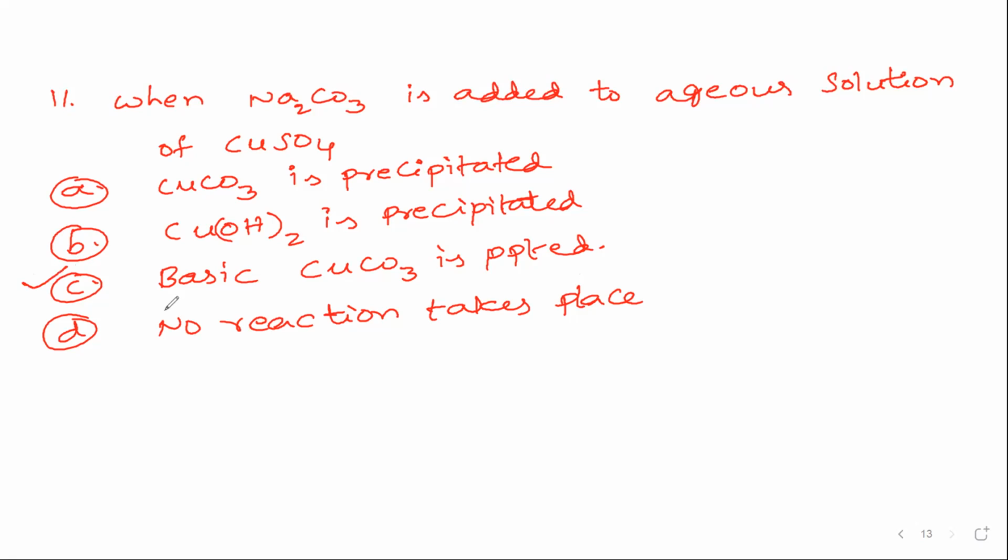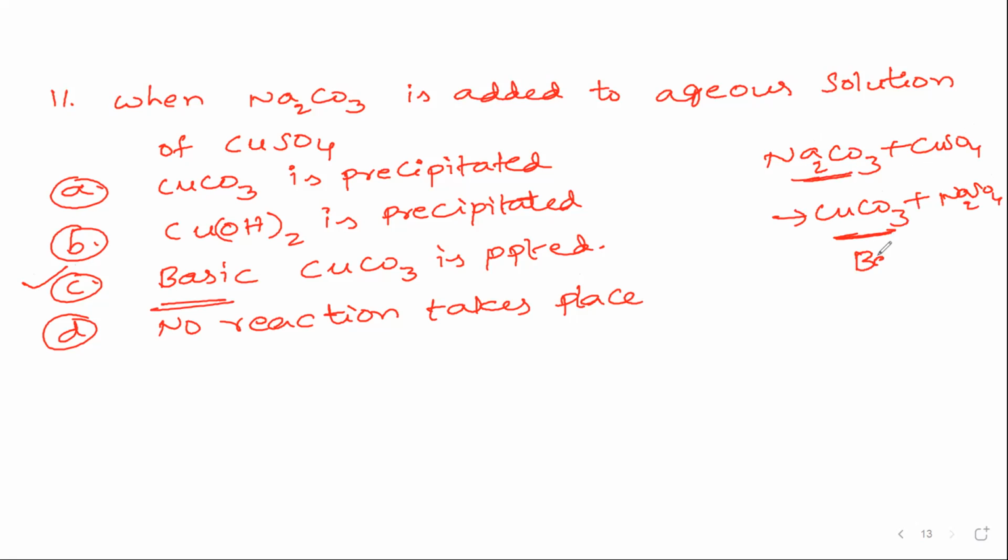What is the answer? Basic copper carbonate is precipitated. Na2CO3 undergoes double decomposition with CuSO4. It forms CuCO3 plus Na2SO4. And since sodium carbonate is basic in nature, this will form basic copper carbonate. Very, very important. Next question.